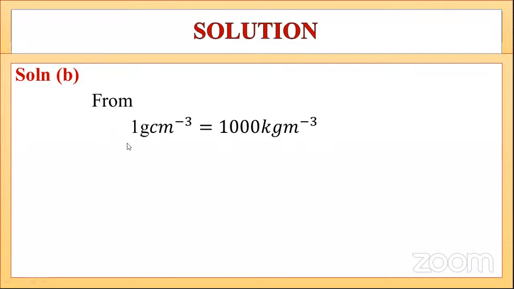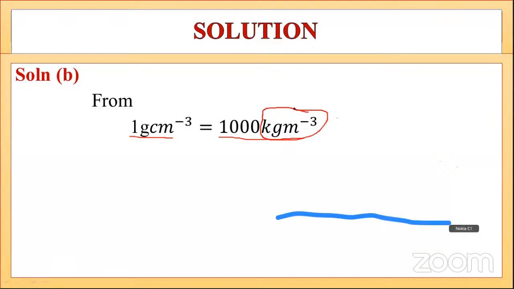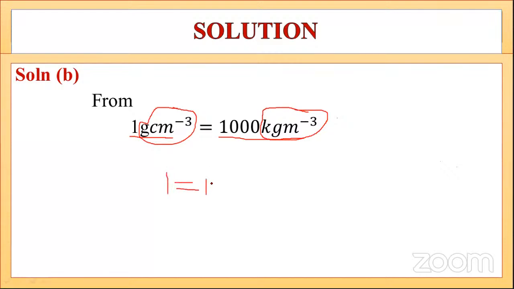In the previous lesson, we said that 1 gram per centimeter cube is equal to 1,000 kilograms per meter cube. Do you see my pen? Yes. This is the unit of density, don't worry about it. This one is also a unit. So we are saying that 1 is equal to 1,000.